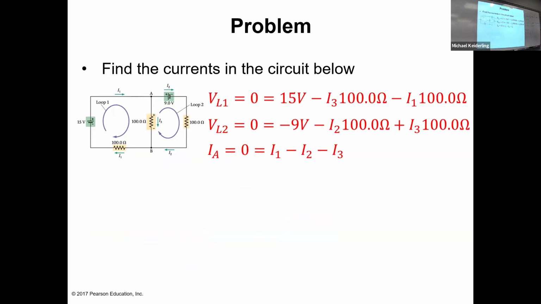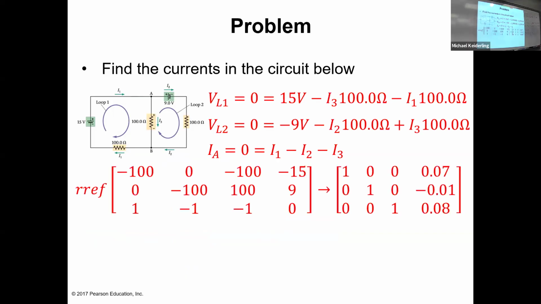So the easy way is you stick this in a matrix and then we'll reduce it. We write it as a matrix, minus 100. So this is I1, I2, I3, and then equals voltage. So minus 100 times I1 minus 100 times I3 equals minus 15 volts. Minus 100 times I2 plus 100 times I3 equals 9 volts. And I1 minus I2 minus I3 equals 0.